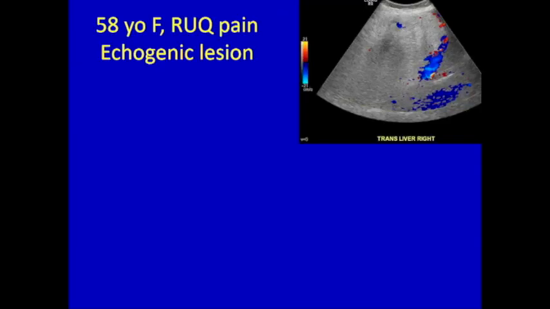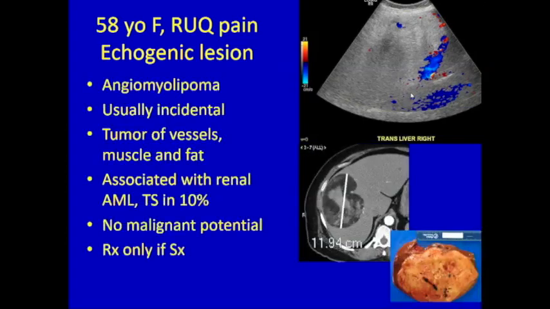Okay? Here's another one, echogenic lesion. Is there through transmission or enhancement? No, there's shadowing. It's a little bit vascular. Need to see what it is. Here it is. It's got fat. AML, right? So these are uncommon, but you can see them. Usually you'll see renal lesions as well.